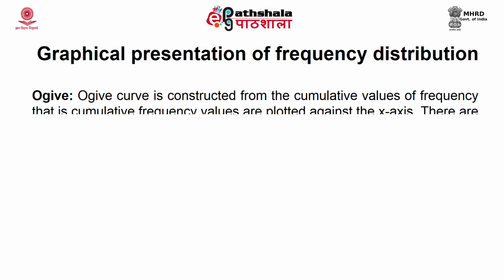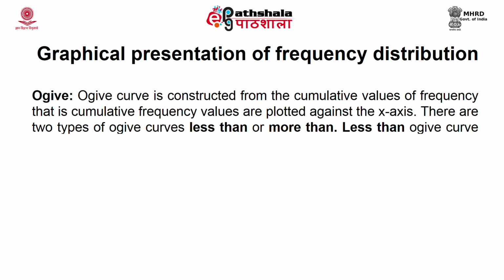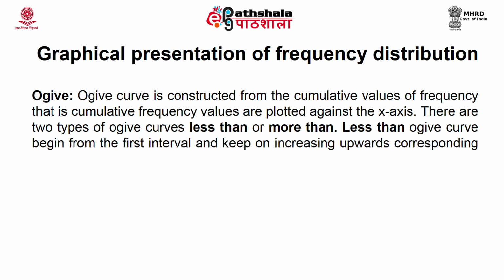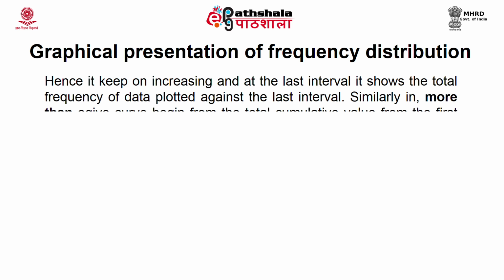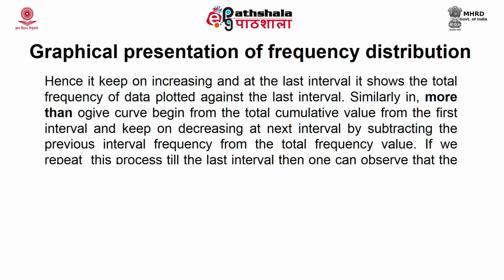Ogive curve is constructed from the cumulative value of frequency, that is, cumulative frequency values are plotted against the x-axis. There are two types of ogive curves, less than or more than. In the less than ogive curve, the curve begins from the first interval and keeps on increasing upward corresponding to the next interval as the frequencies are cumulated. That means the previous frequency value is added to the next frequency value. Hence, it keeps on increasing, and at the last interval it shows the total frequency of data plotted against the last interval.